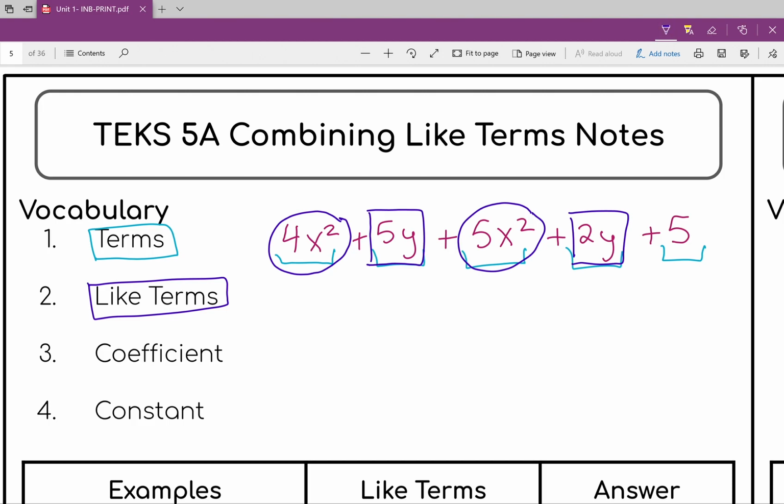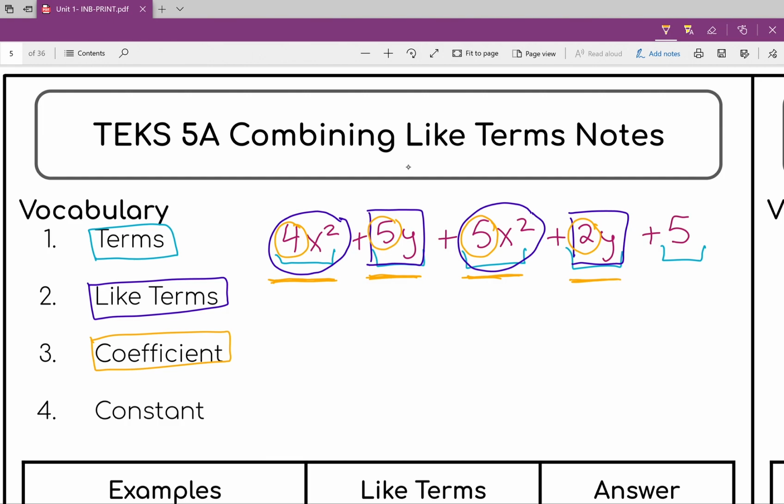Okay, coefficient. Coefficients are the numbers in front of the variables. So the number in front of this term here is 4. The coefficient in front of this one is 5. In front of this one is 5. In front of this term is 2.